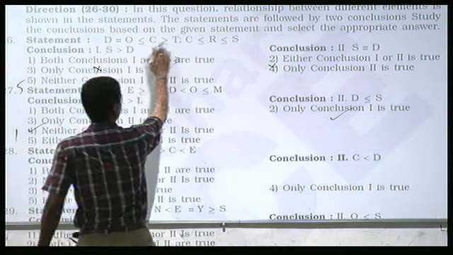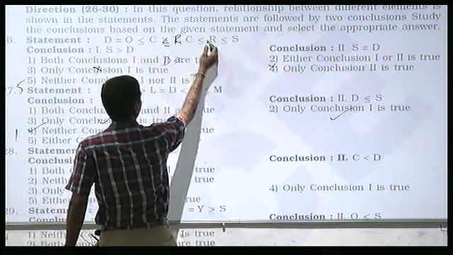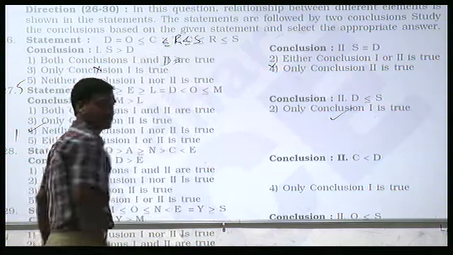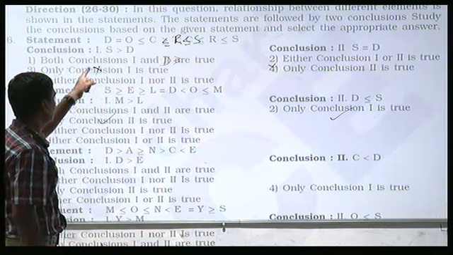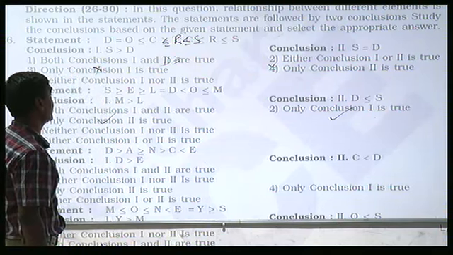26. S. What is 26? S greater than D. S equals to D. Isn't it? Then what is the conclusion we are getting there? D equals to O, O lesser than or equals to C, C lesser than or equals to R, R lesser than or equals to S, isn't it? Then lesser than or equals to, lesser than or equals to, lesser than.